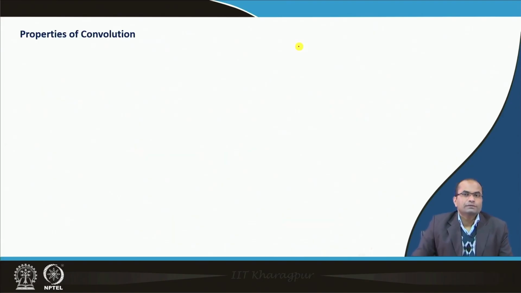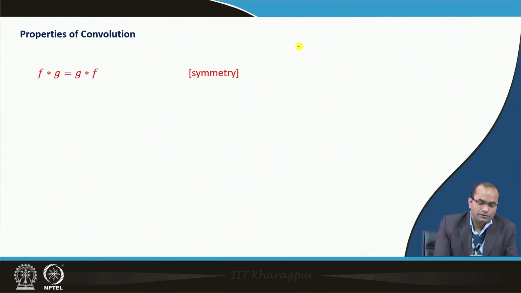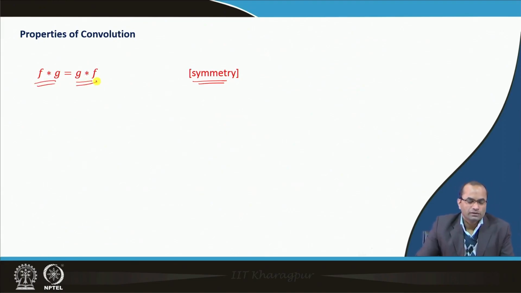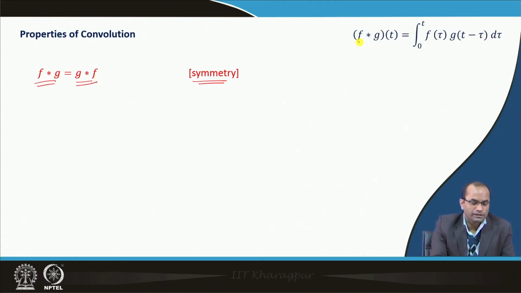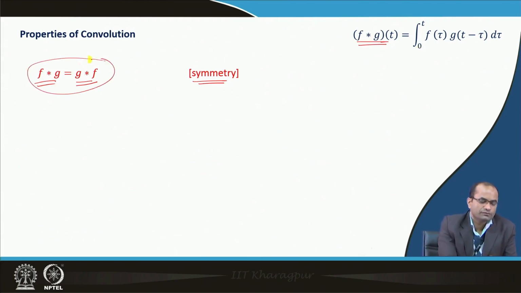There are some interesting properties of the convolution, some of which we will list here. For instance, the symmetry property, that means f star g is equal to g star f, and one can observe all these properties just from the properties of the integral. We will go through the proof for the first case, and the others are actually trivial.